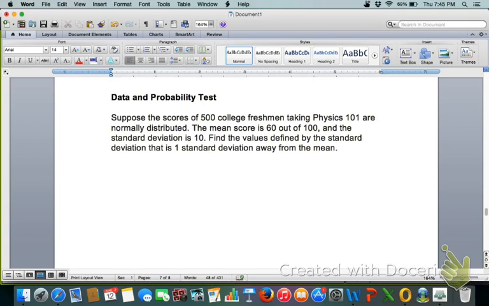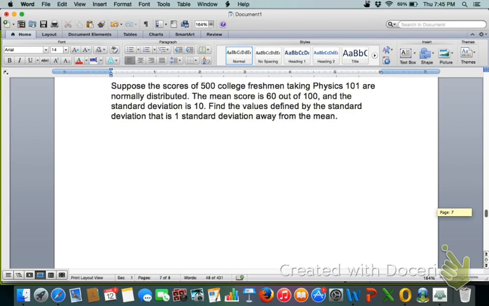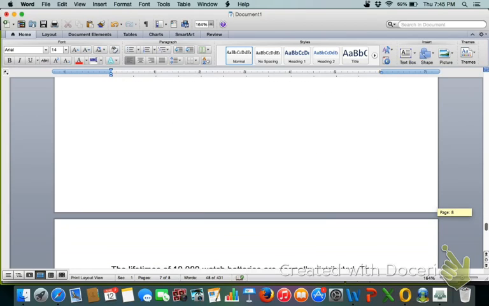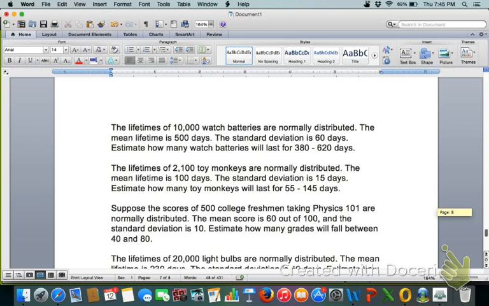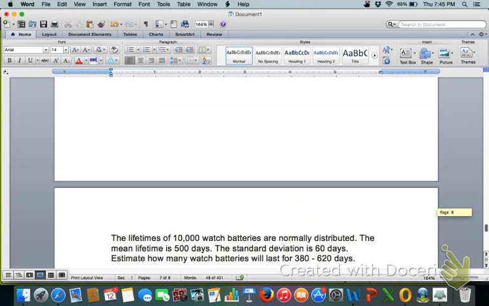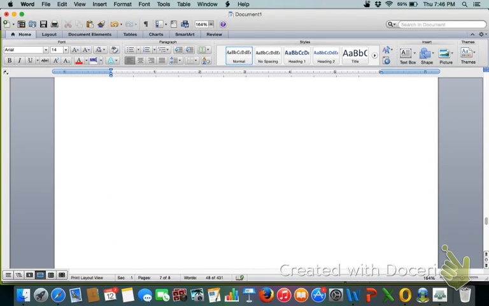Then on the data and probability test, this is the same type of question that I went over before that you missed. All of these are basically the same, so I really don't have to do those because it's just like the ones I did in the beginning. So if you look at that one and then go back to the ones that you missed and try them, you should get the correct answer.